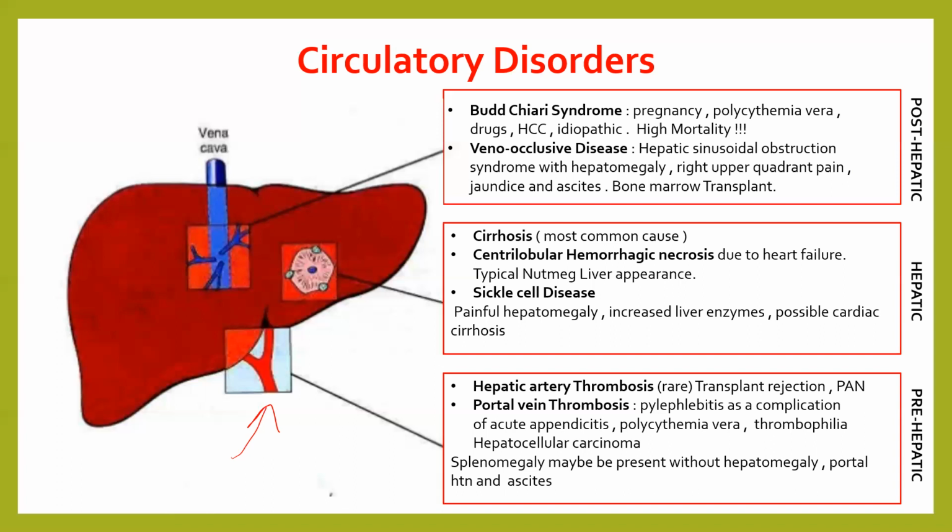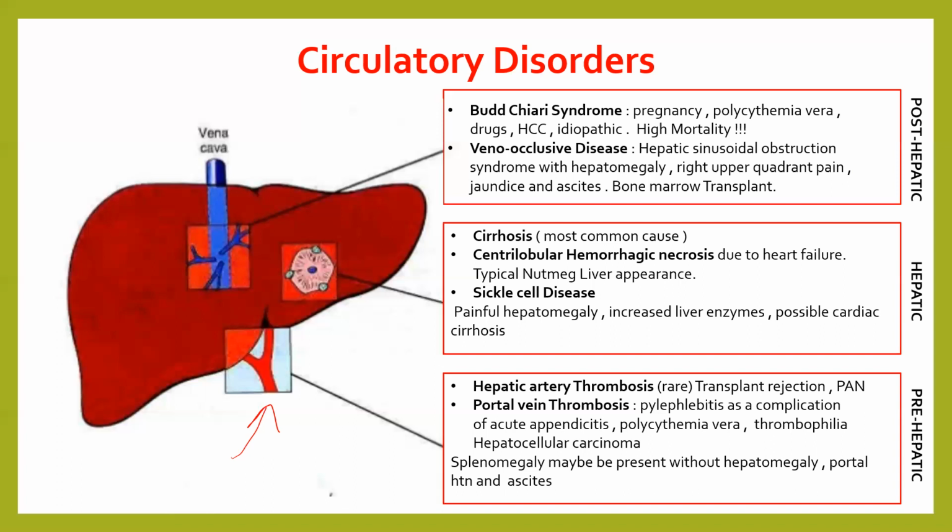So what we see clinically is painful hepatomegaly, increased liver enzymes, and also a condition called cardiac cirrhosis. When we have the formation of liver cirrhosis because of cardiac causes, we refer to it as cardiac cirrhosis. Now, the post-hepatic causes can include Budd-Chiari syndrome and veno-occlusive disease.